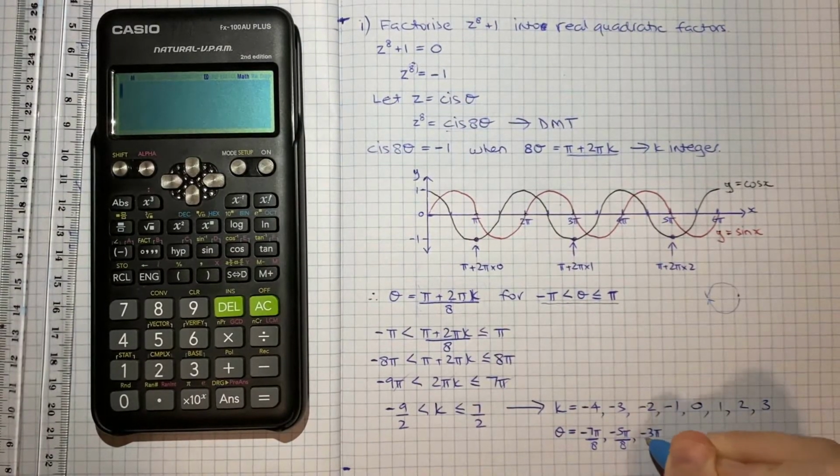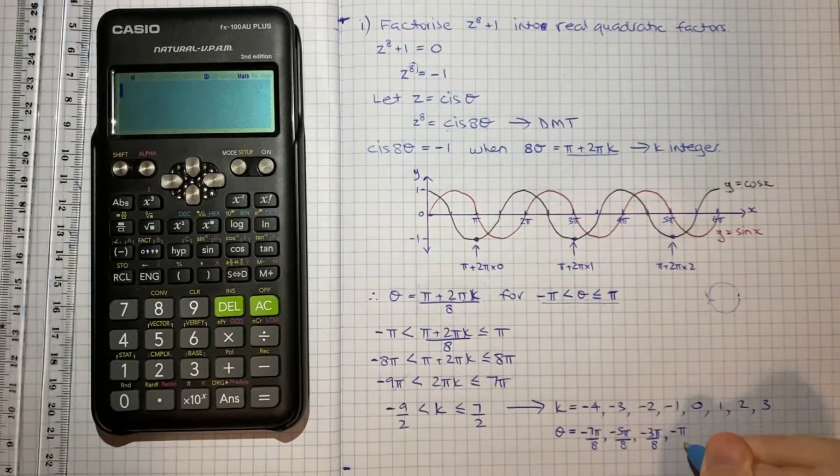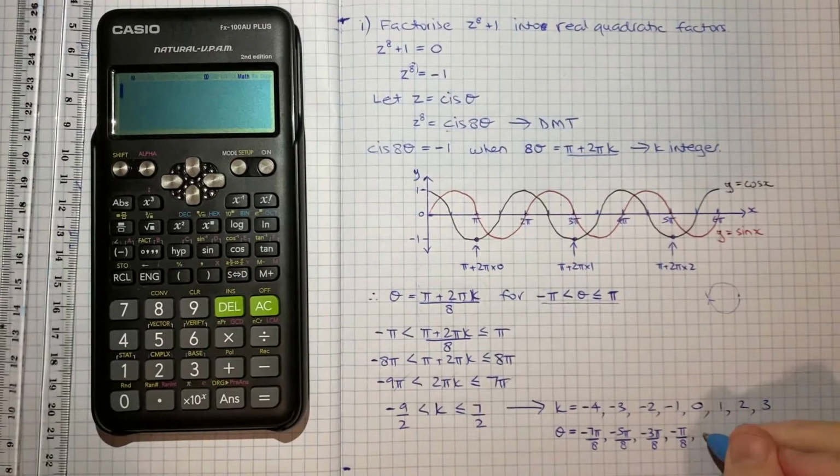And you see the pattern is we're just moving up in terms of 2 pi. So then we get negative pi on 8, pi on 8, 3 pi on 8, 5 pi on 8, 7 pi on 8. 1, 2, 3, 4, 5, 6, 7, 8. So that's all our arguments of all of our solutions, our 8 solutions to this equation.